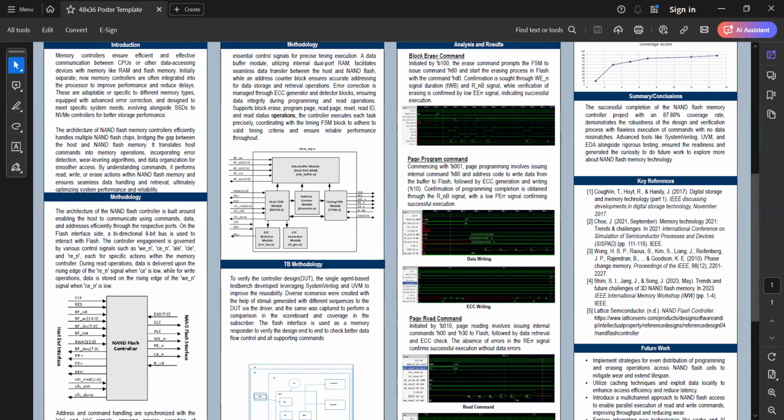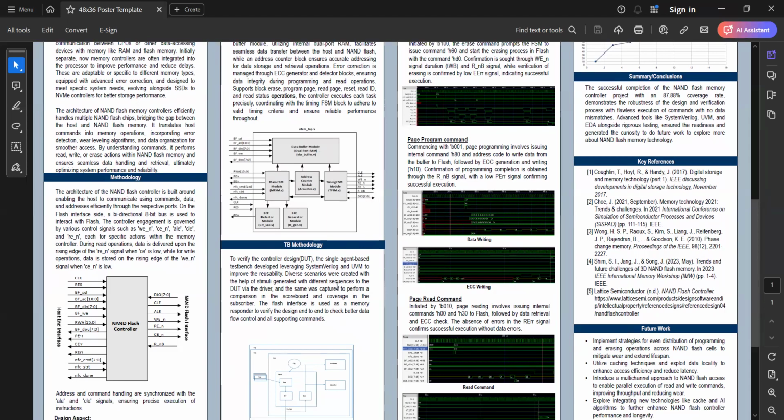In the page program and read operations, data is transferred between the host and NAND flash memory, with ECC generation and detection for error management. Throughout all these operations, the main state machine collaborates with the timing FSM block to ensure proper timing compliance. Now moving forward to verification.